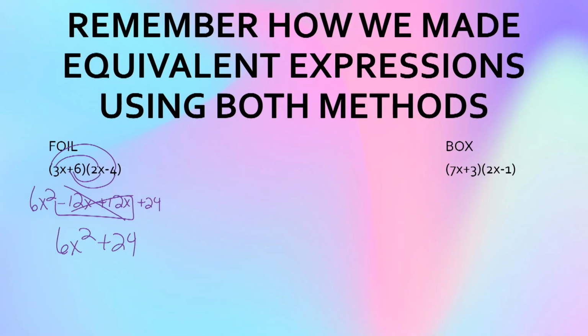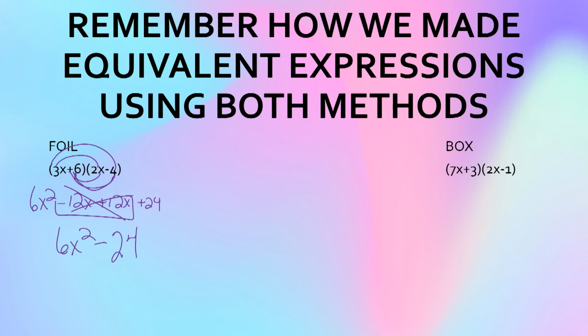So when I did my last terms, it was a 6 times a negative 4. So then I should have gotten my negative 24. Those are very good catches. You've got to make sure that you're careful with your positive numbers and your negative numbers, because when I multiply a positive times a negative, I'm always going to get that negative number. So that was a good catch.